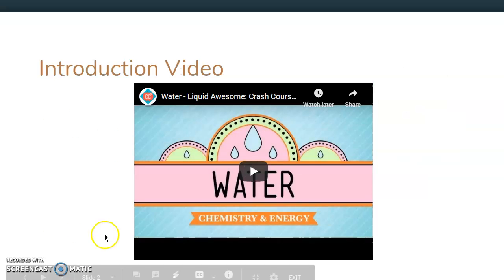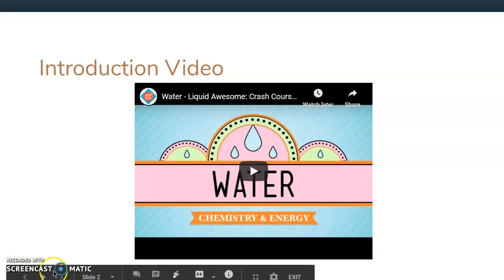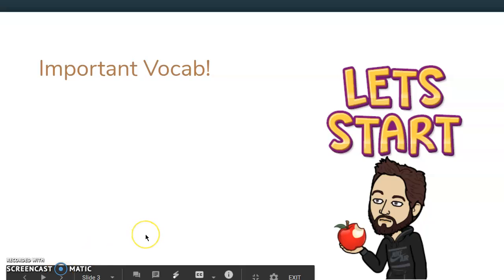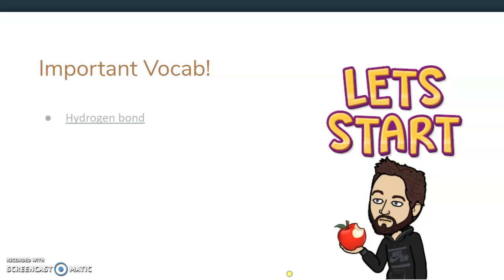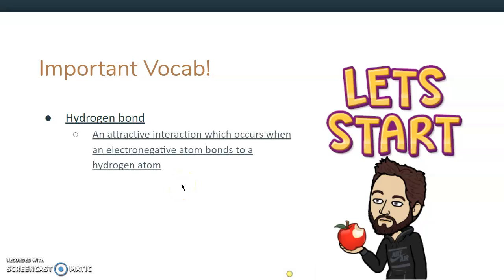So before we get started, we're going to talk about some vocab, as we start every lecture or every new unit. So let's start by talking about some vocab. Important things to talk about are a hydrogen bond. This is something that you probably should have learned last year, but I understand it was in Spanish. So we're going to go over it again in English. A hydrogen bond is an attractive interaction which occurs when an electronegative atom bonds to a hydrogen atom.